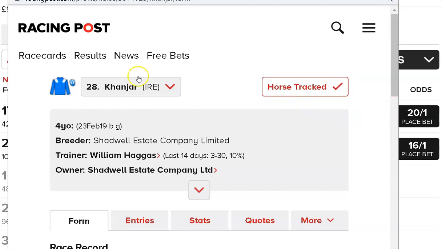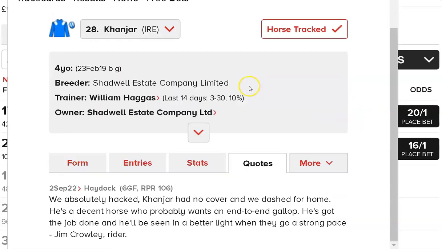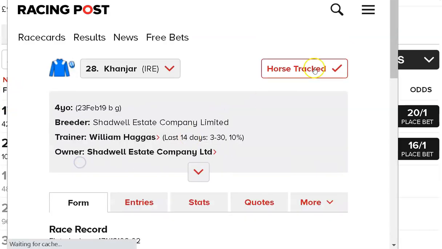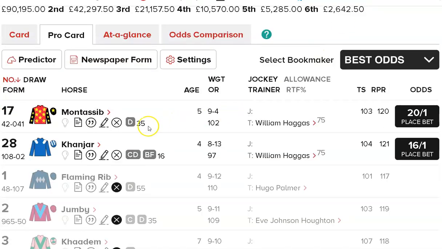I'm going to track the horse, and this is the quote from Jim Crowley, who won on him last September. He said, when he won at Haydock in a small field, we absolutely hacked. Kanjar had no cover and we dashed for home. He's a decent horse who probably wants an end-to-end gallop. He's got the job done and he'll be seen in a better light when they go a strong pace. And he's already going to be well in based on his last run.